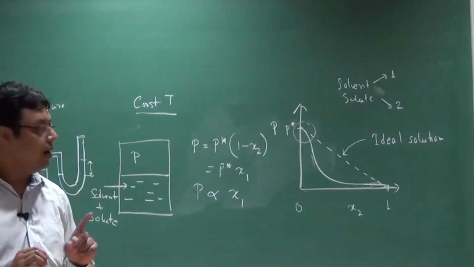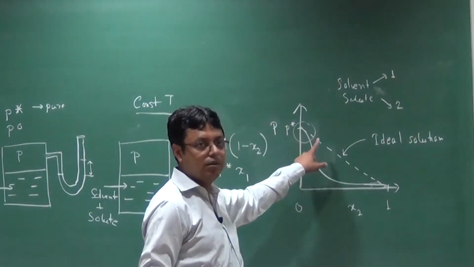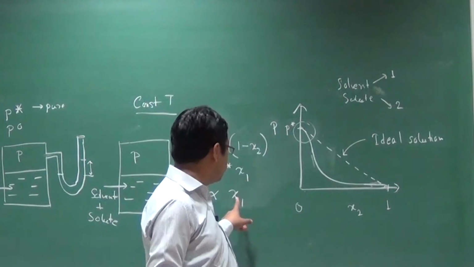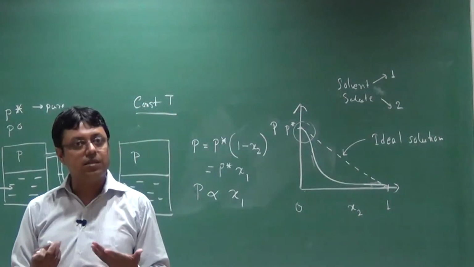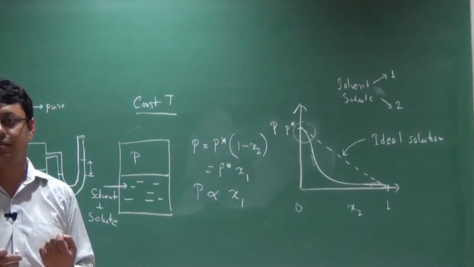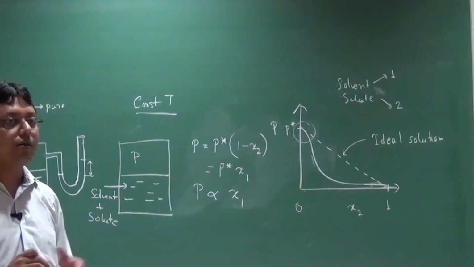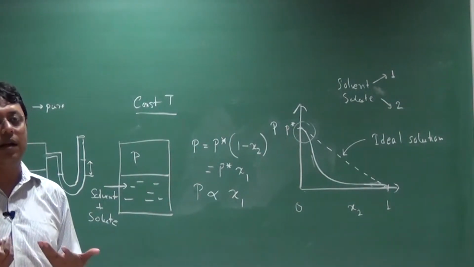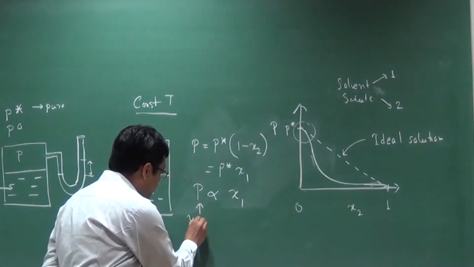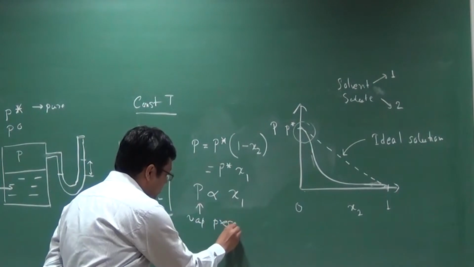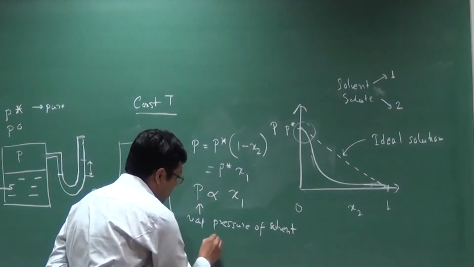However, as I have shown here, Raoult's law will be valid for a real system only when the mole fraction x1 is close to 1 or x2 is close to 0, which means when the solution is dilute. Clear? So only in the very dilute limit will this show the ideal behavior. Maybe you can write it here: this is the vapor pressure of the solvent in the solution.